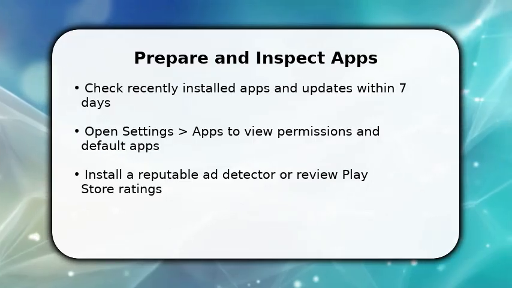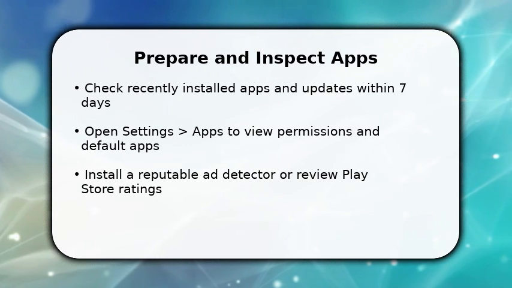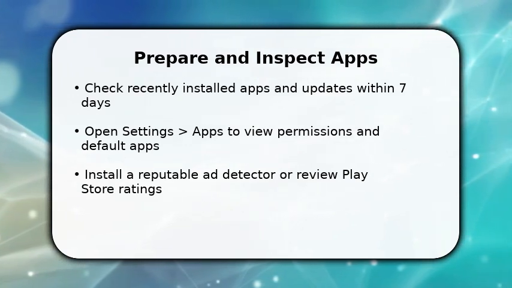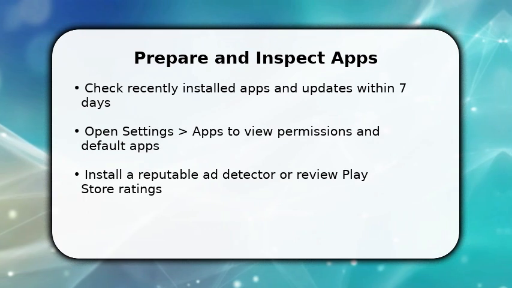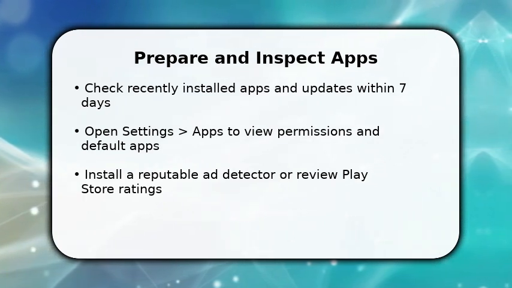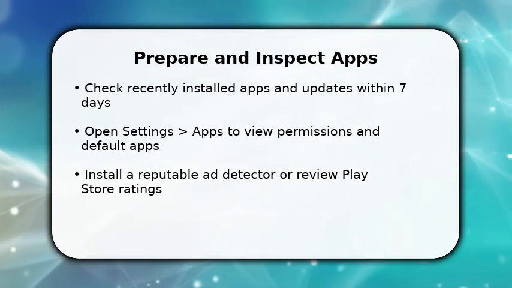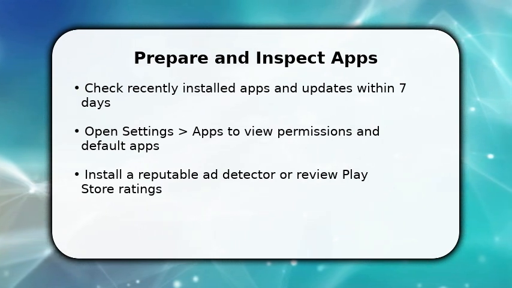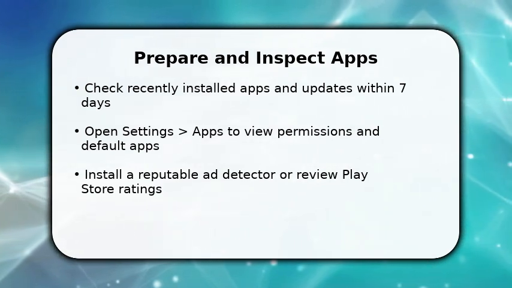You start by finding the source. Open Settings and inspect apps for anything recently installed or updated. Tap each suspect and review permissions. Ads often come from apps with overlay or notification access. Once done, force stop and uninstall the most suspicious apps.